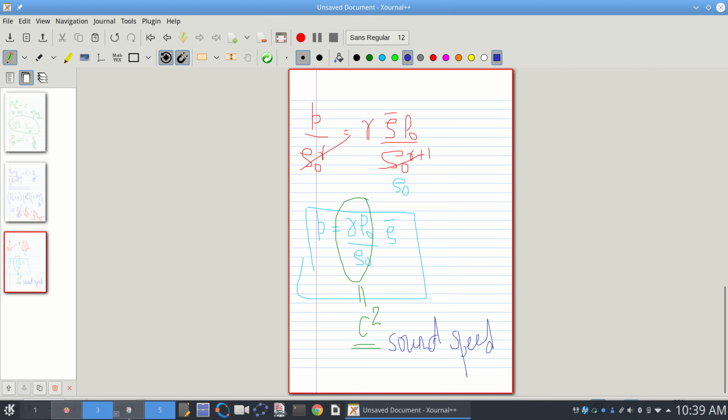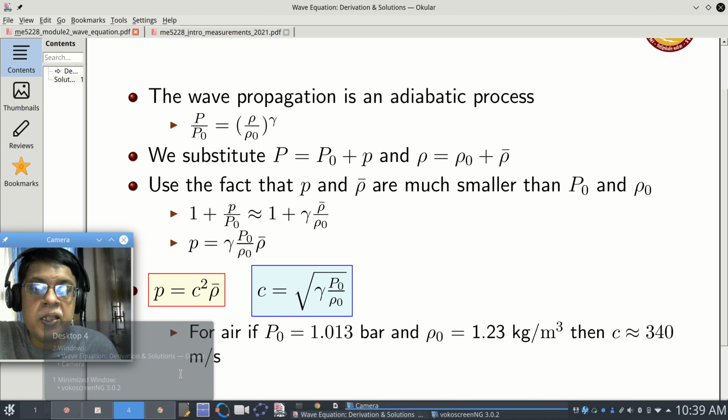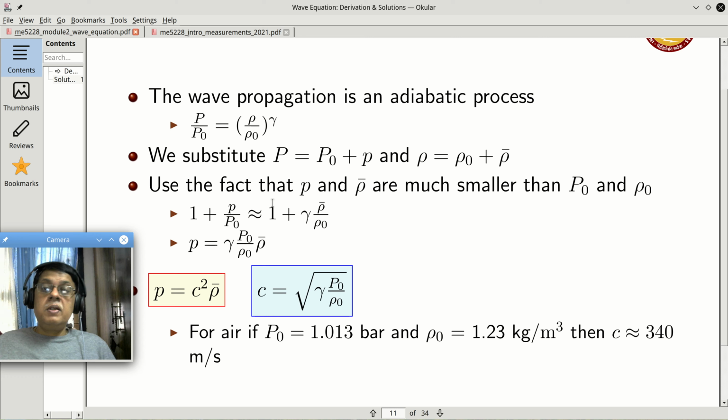Let's go back to the slides here. I've gone through the math behind this to show you this. Effectively you have P equal to c square into rho bar, where c square is gamma P naught by rho naught. 1.013 bar is to be very precise, and 1.23 kilogram per meter cube is very precise. Then it turns out c equals 340 meters per second. Now, the c came from assuming that it is an adiabatic process. So the gamma came from the adiabatic process.